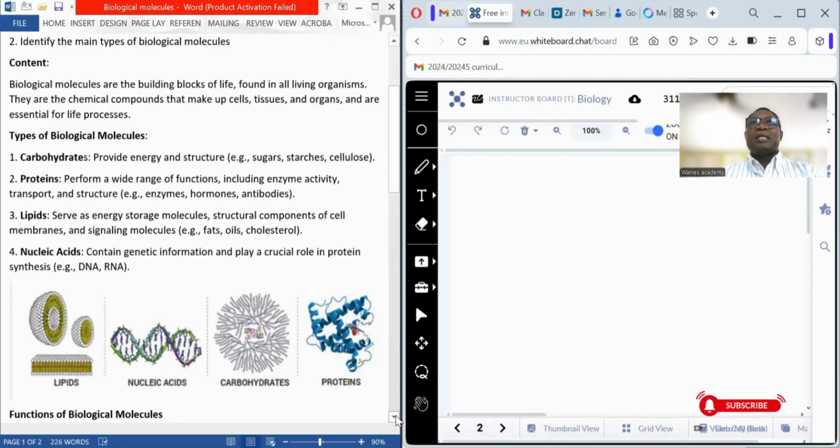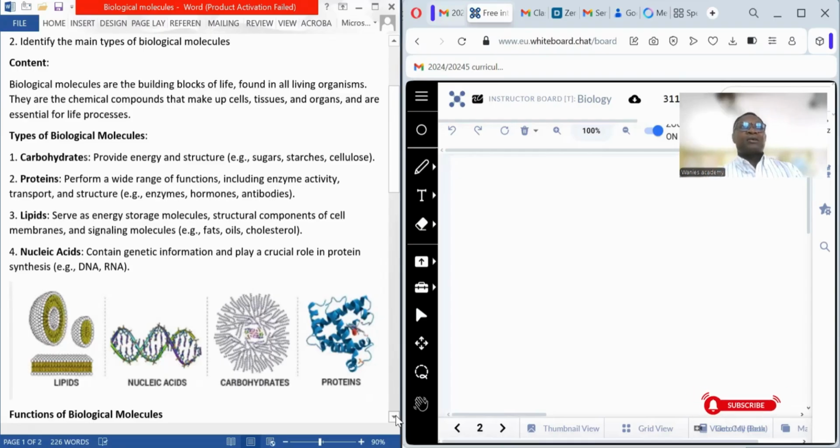Lipids are the largest storage of energy in the body of living organisms. Lipids are known as fat in the body of animals. They make up the structural components of cells, membranes, and some other molecular structures of the body of organisms. Lipids include fats, oils, and cholesterol.